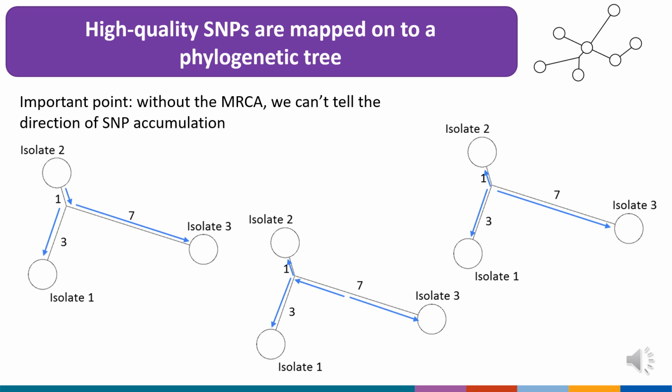Without the MRCA, we can't tell what the direction of SNP accumulation is. This is showing just 3 of the many possible scenarios. The blue arrows show the different possibilities of the direction of SNP accumulation. Since SNPs generally do not revert, the direction of SNP accumulation can provide clues about the underlying chains of transmission when interpreting the phylogenetic tree.